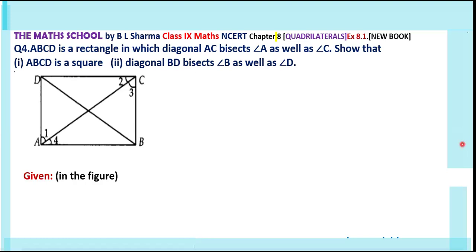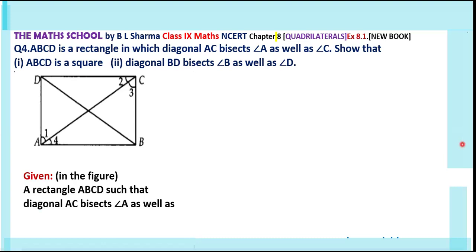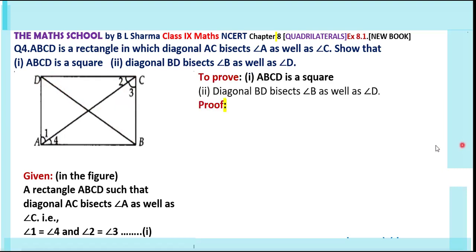What is given? In the figure, a rectangle ABCD such that diagonal AC bisects angle A, which means angle 1 is equal to angle number 4. And angle number 2 is equal to angle 3. This diagonal AC bisects angle A as well as angle C, and it is given in the question. We have to show that this is a square, and that diagonal BD bisects angle B as well as angle D. So, proof.